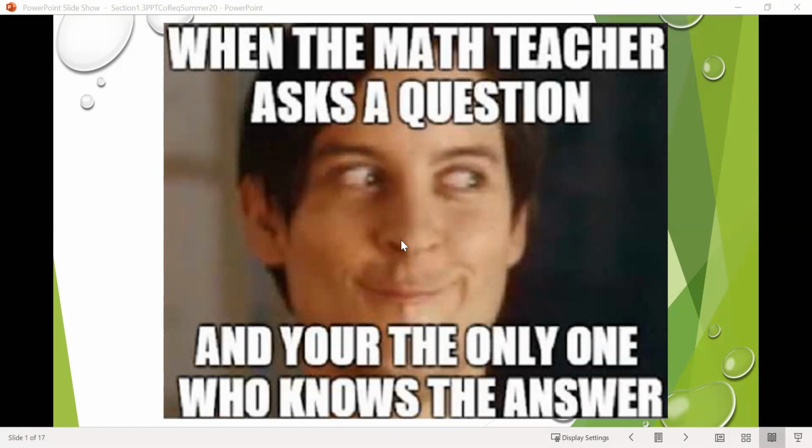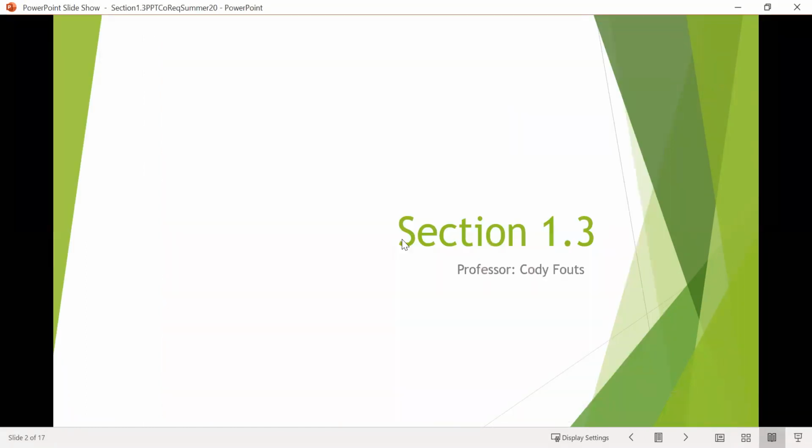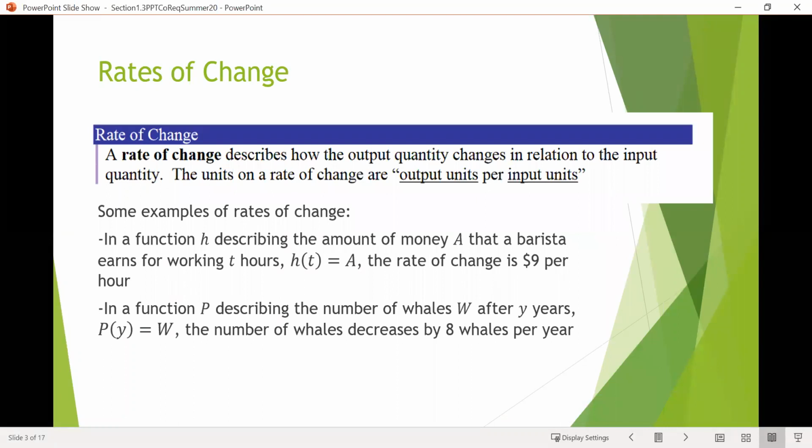All right, so section 1.3, we're talking about rates of change, or we'll really be talking about average rate of change. So the official definition from our textbook: a rate of change describes how the output quantity changes in relation to the input quantity. And the units on a rate of change are output units per input units, and that's a very important piece we need to latch onto there. It's output units per input units.